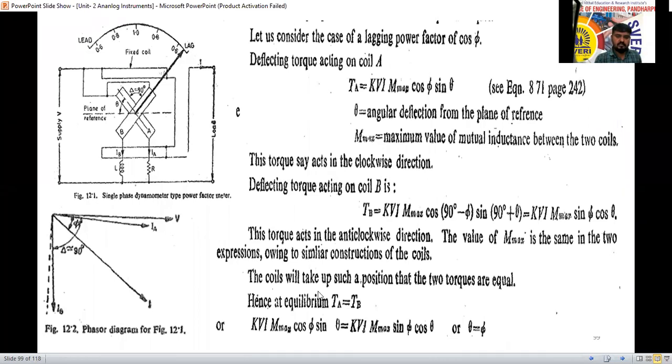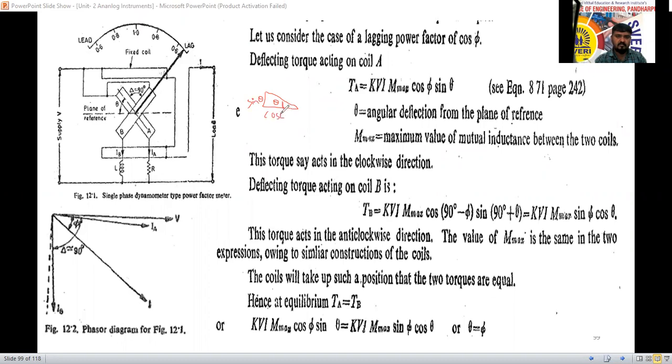Sir, the sin theta, the reactive power will not come, no? Where is sin theta? Sir, the deflecting torque of the coil. Here you can draw the phasor diagram. It is like this, a triangle. This is called theta. So this one we can write as sine theta, according to the triangle, and this one is cos theta.